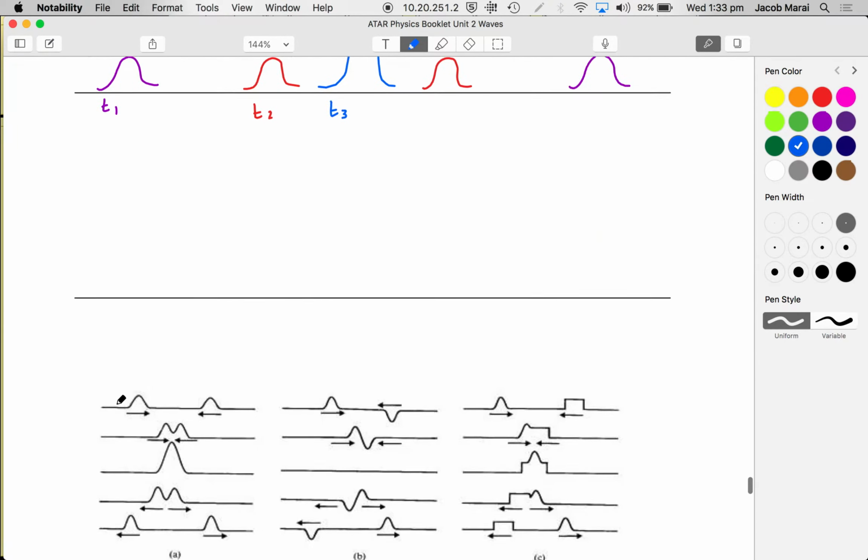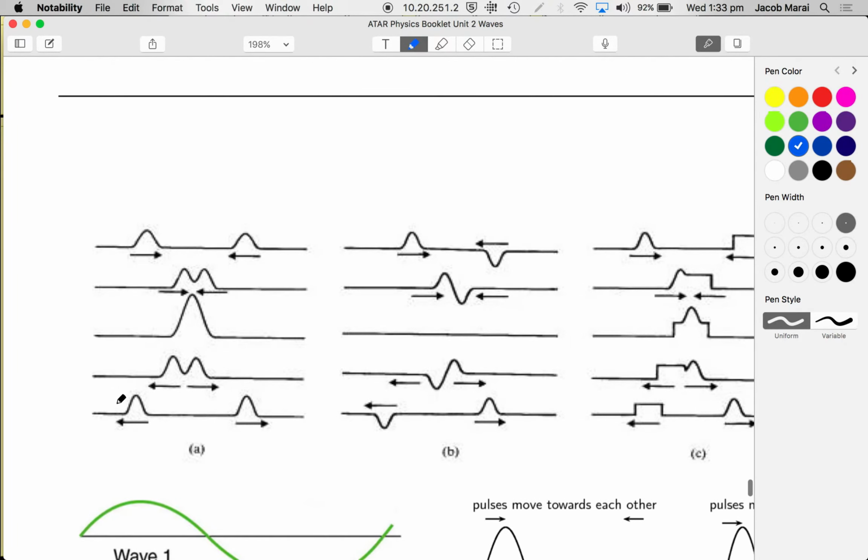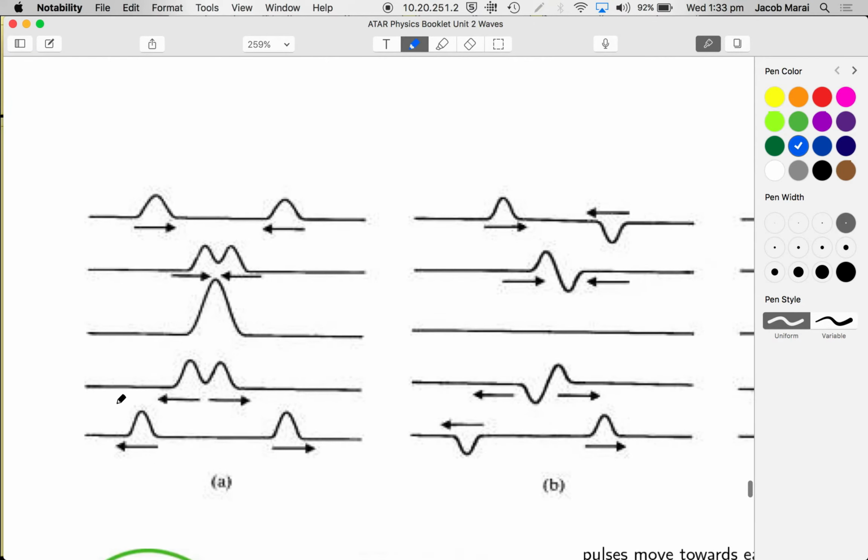Now, there are, oh look. Oh, look at that. Yeah, cool. Here's an even better diagram showing 5 different time periods. Here are our 2 pulses. Now, these guys work together constructively.